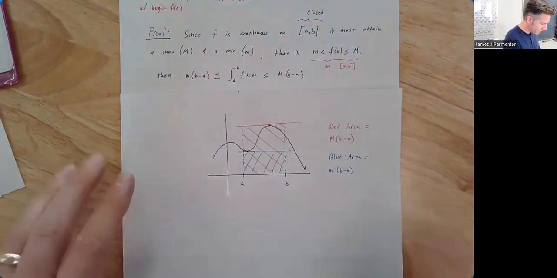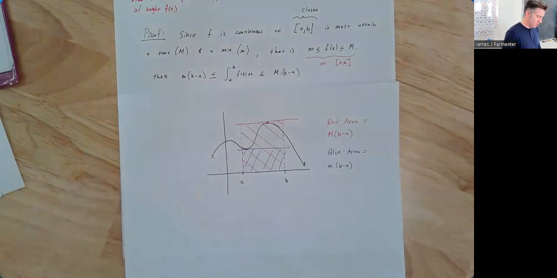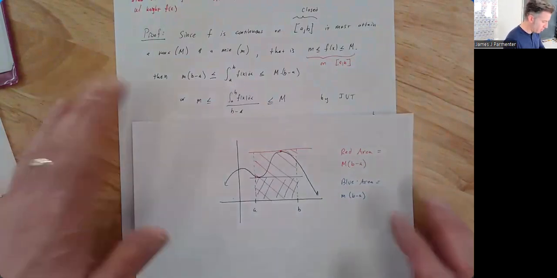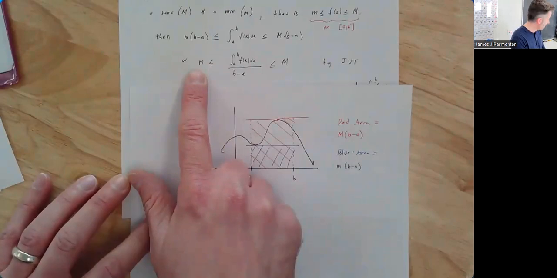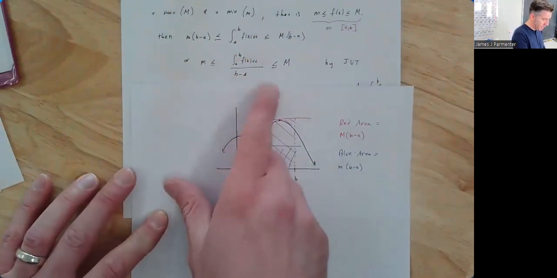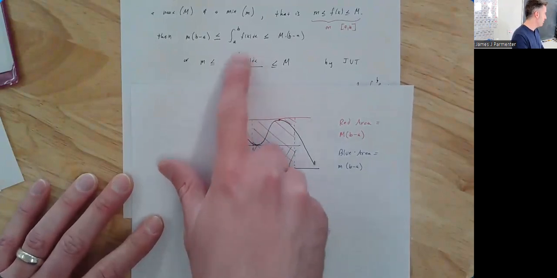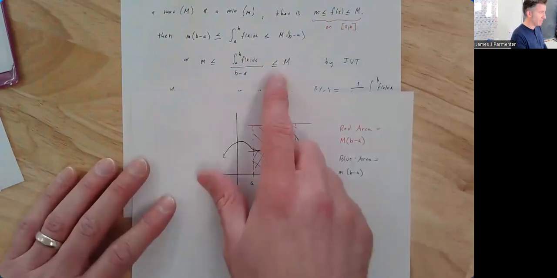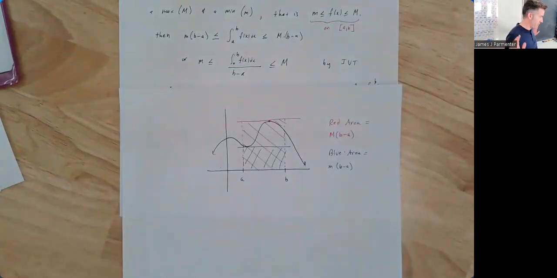Cool. That's all this is saying right here. Okay, so then we're going to divide both sides by b minus a, or I should say all sides, since it's a compound inequality. So we've got the minimum value of the function is less than or equal to the area divided by the width. By the way, this is called the average value of f of x, in case you care. Comes up occasionally. And that's certainly less than or equal to the maximum value. Right? Simple, just dividing everything by b minus a.